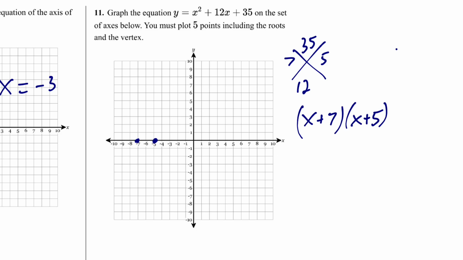My vertex is going to be at negative b over 2a. So that'll be at negative 24 over 2. Oops, sorry, I don't know why I said 24. That's negative 12 over 2, or negative 6. And if I plug in a negative 6, I think I'm going to get, what is that, a negative 1? So it's going to look something like this. 2 more points here are going to be negative 4, 3, and negative 8, 3.